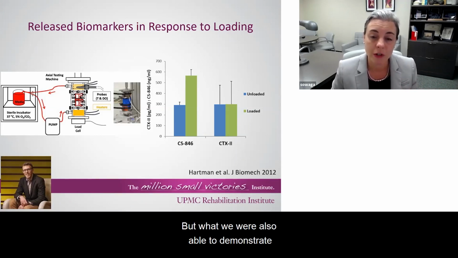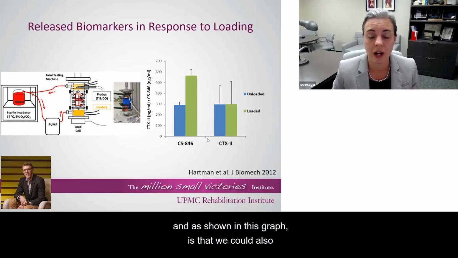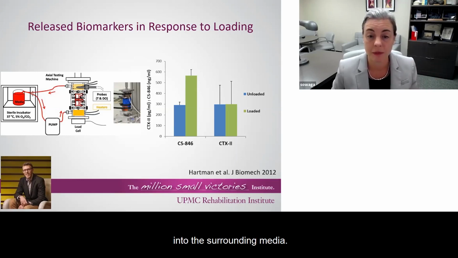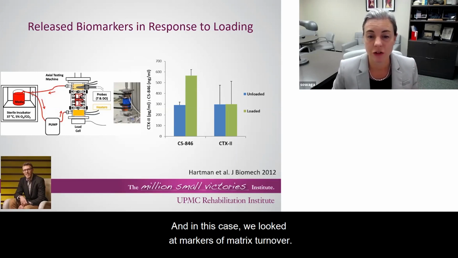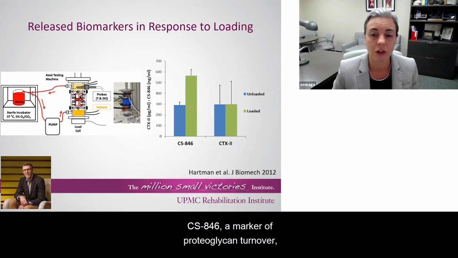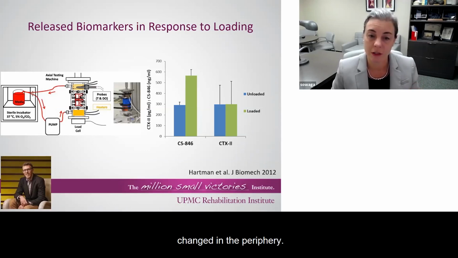But what we were also able to demonstrate, and is shown in this graph, is that we could also assay the markers, the molecules that were released from the tissue into the surrounding media. And in this case, we looked at markers of matrix turnover, CS846, a marker of proteoglycan turnover, and CTX2, a marker of collagen II turnover. And what we were able to demonstrate was that in response to loading, these biomolecules changed in the periphery.